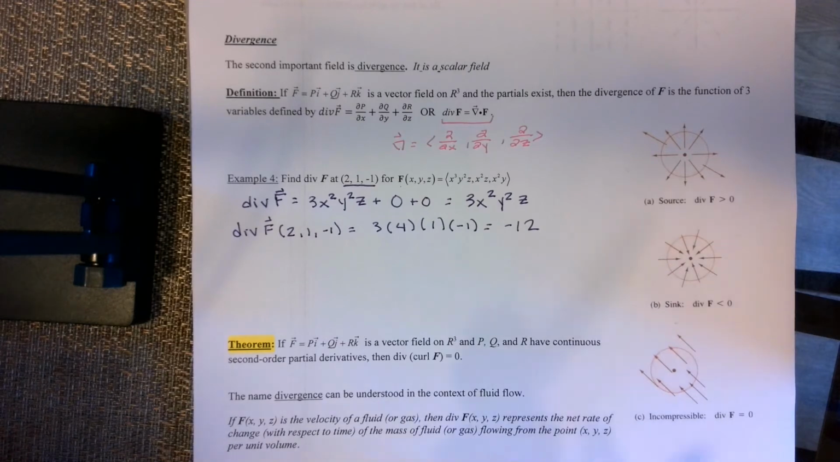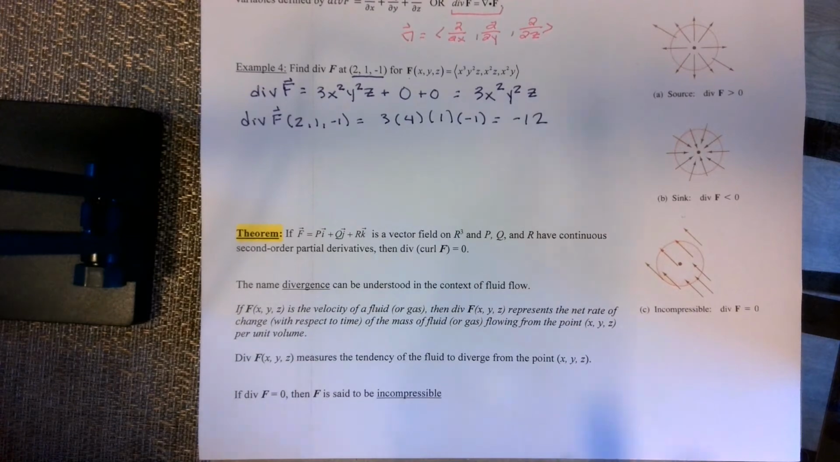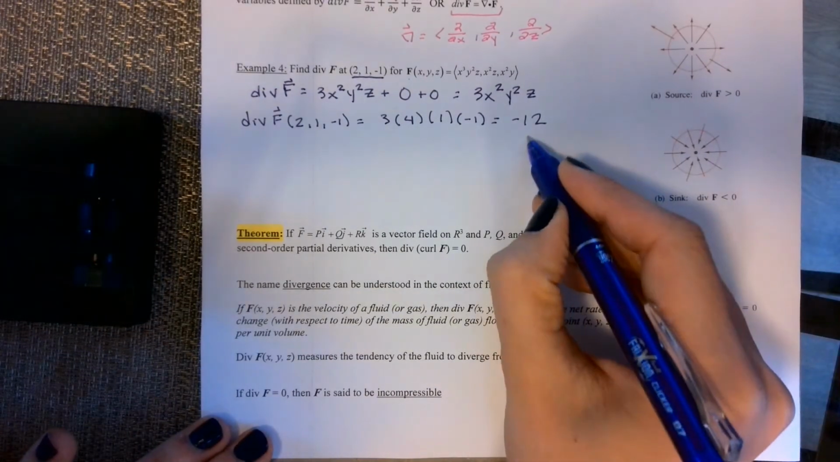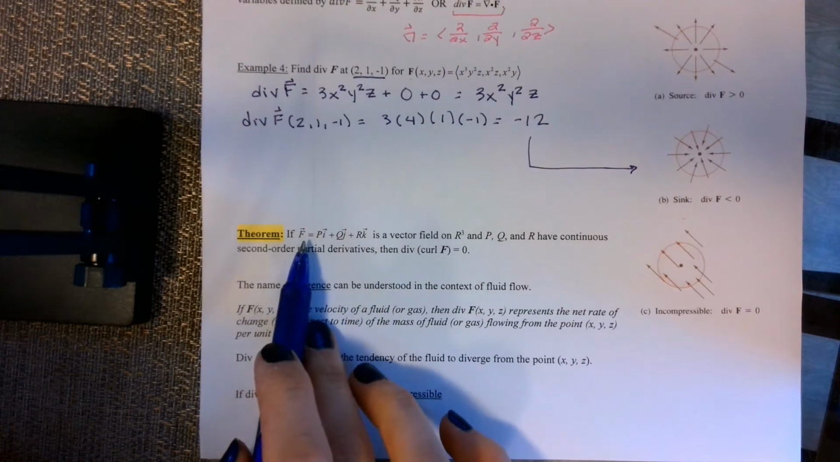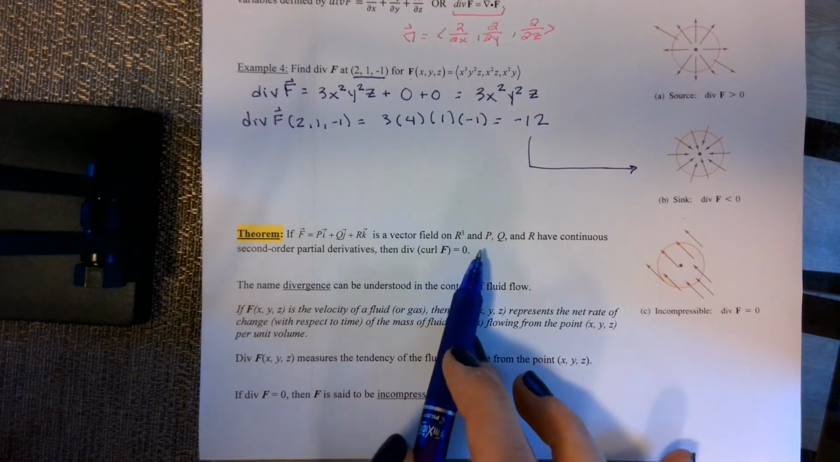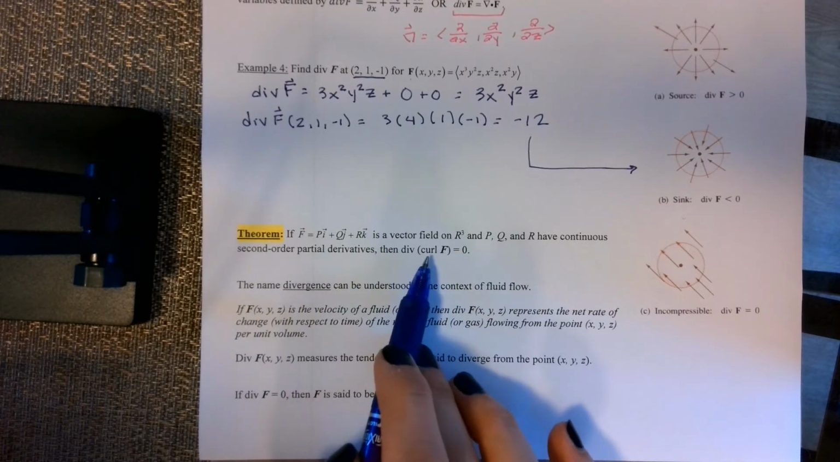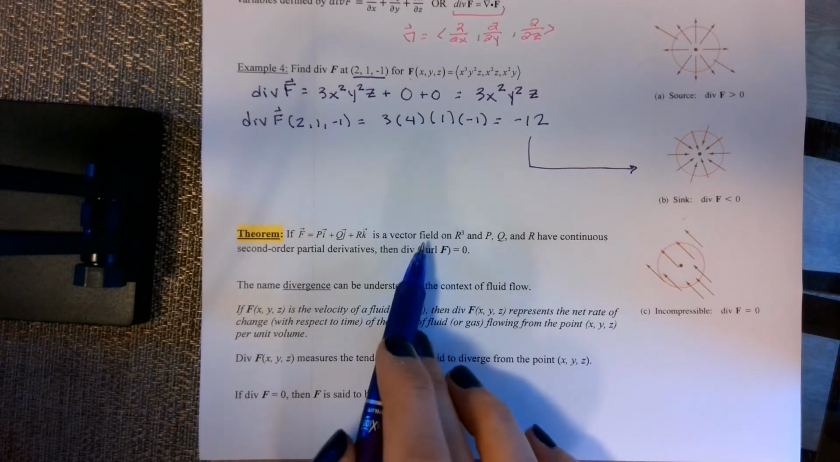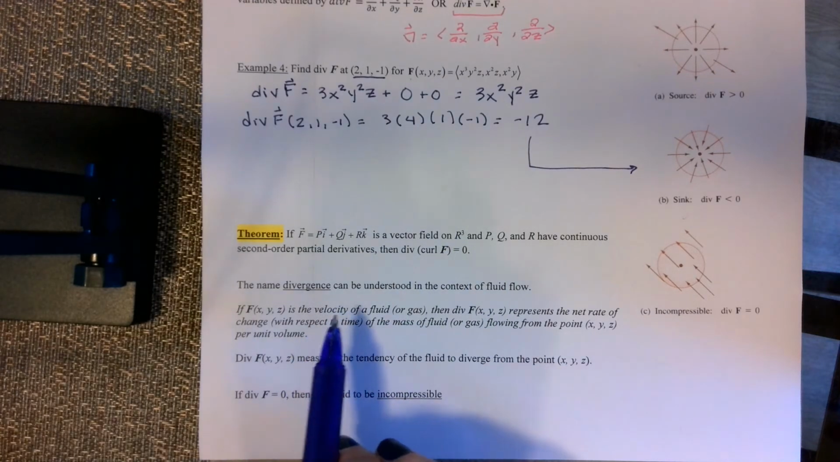So, one more theorem for you. Let me note that this is connected to this diagram here. If the vector field with components P, Q, and R has second order partial derivatives, then the divergence of the vector that represents the curl of F should be equal to 0. Fun theorem for you.